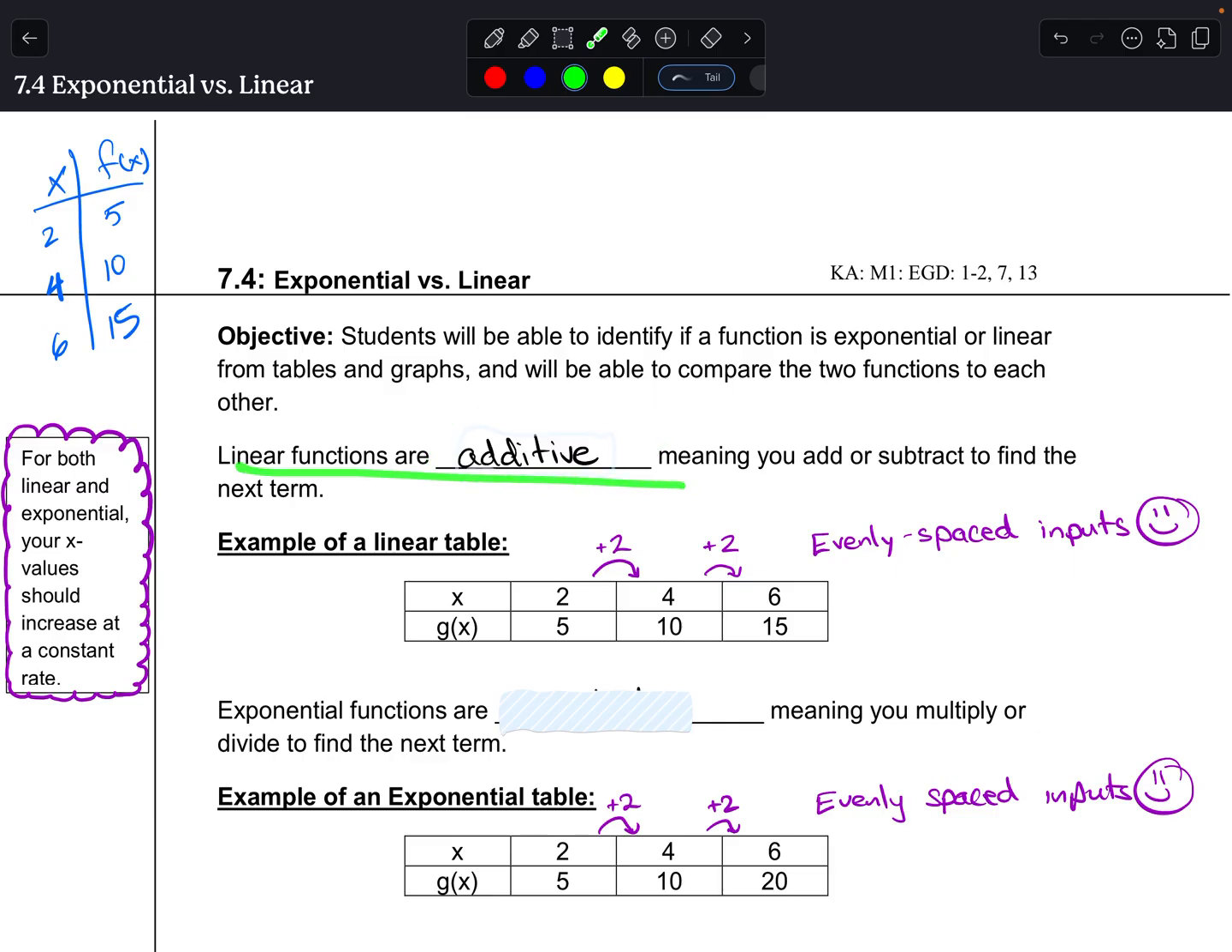Linear functions are additive. That's what it should say in the blank. All I mean by that is that you should be adding or subtracting to get from one output to the next. And notice, we definitely are doing that in this table. We're adding 5. 5 plus 5 is 10, and then 10 plus 5 is 15.